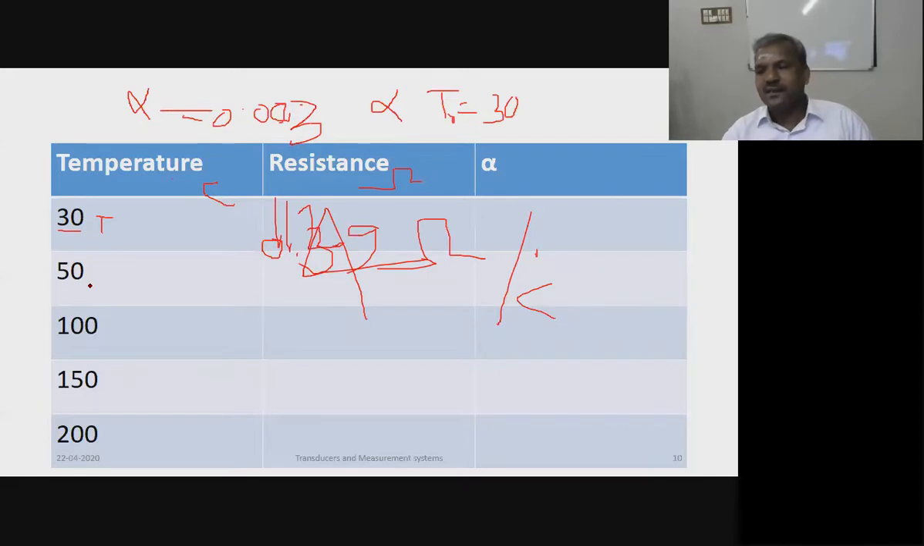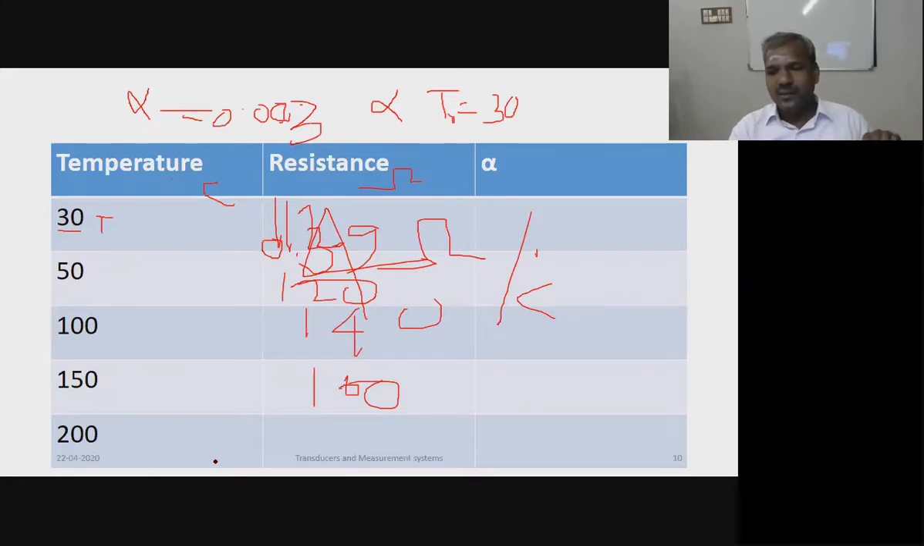At 50 degrees Celsius, 50 into 0.4 ohms per degree Celsius is 20, so the resistance value is 120. At 100 degrees, 140. At 150 degrees, 160. At 200 degrees, 200 into 0.4 is 80, so 180. So you can easily compute the resistance values here.